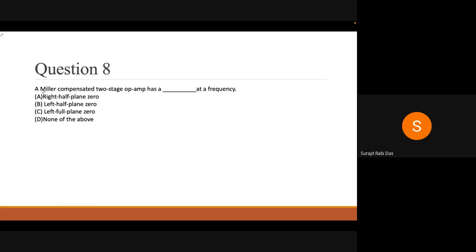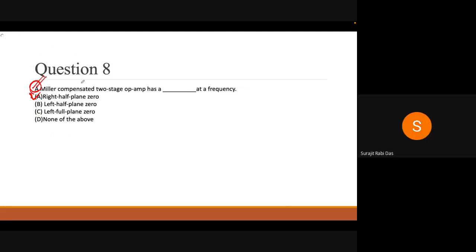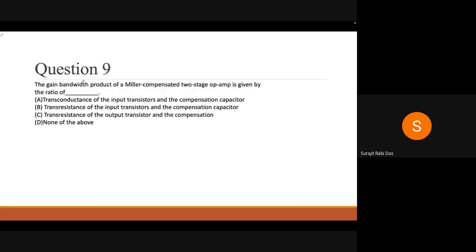Well, 1 plus gm times sC. According to me, it is a right half plane zero, but you can recheck the answer, okay? Recheck it. 1 plus s times is coming.